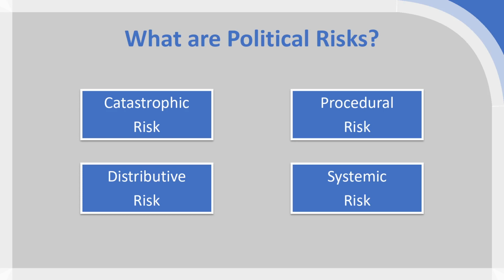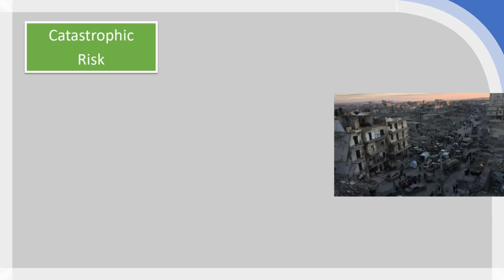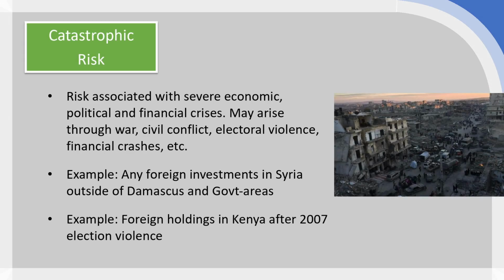So if we begin with the first, which is catastrophic risk, and look at what this is exactly. Catastrophic risk essentially is the risk that your entire investment in a given country will effectively be wiped out through some kind of severe crisis. This can be a severe economic crisis, political or financial crisis, and some of the common reasons why this would happen: war, external war, internal civil conflict, major financial crisis, meltdown of the economic system. So anything which is going to be catastrophic or wipe out your entire investment.